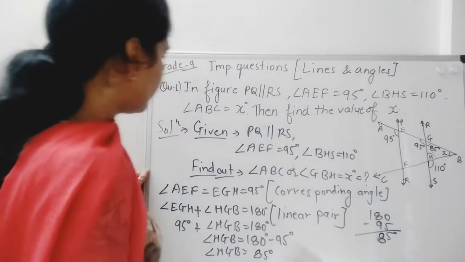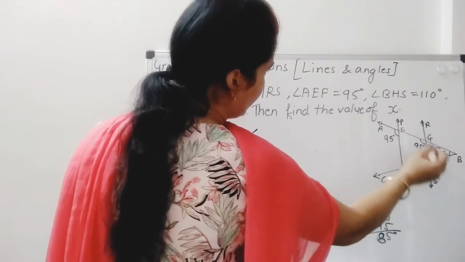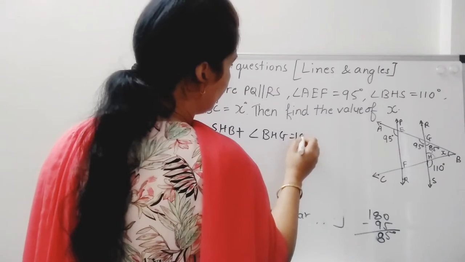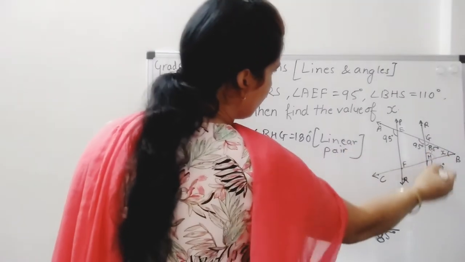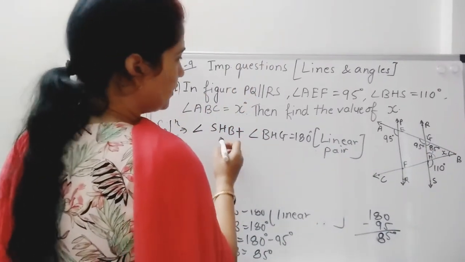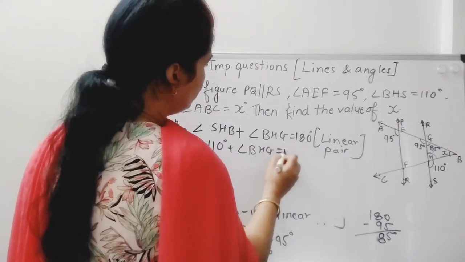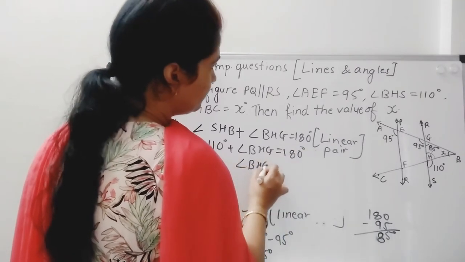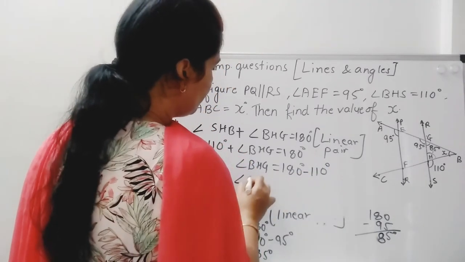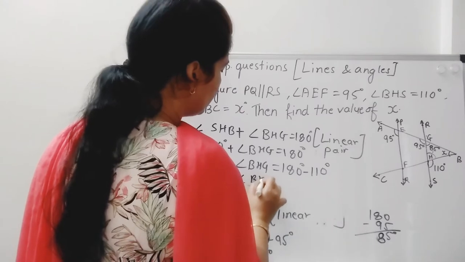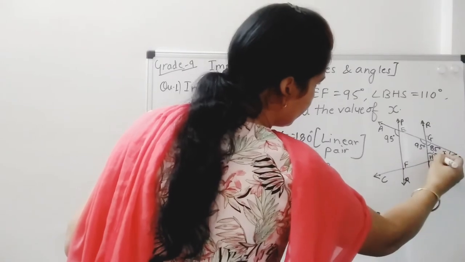Now angle SHB plus angle BHG is equal to 180. Why? Because they are forming a linear pair. This line is a straight line, so this will be 180. SHB we know is 110, and angle BHG we need to find out. So angle BHG will be 180 minus 110 degrees, so BHG is equal to 70 degrees.